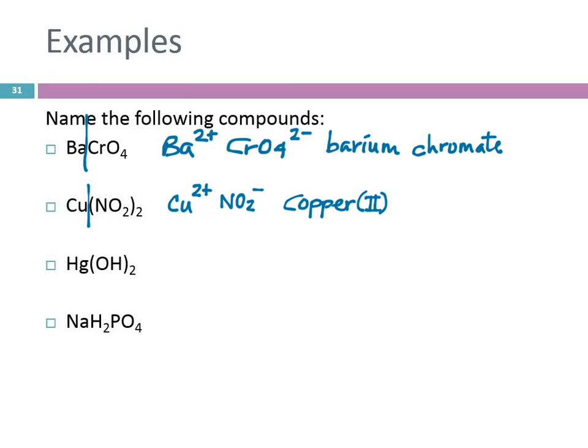And what's the name of the NO2- ion? Nitrite. That's the light version. Oops, I almost wrote nitrate. It's the light version of nitrate. 1 less oxygen.